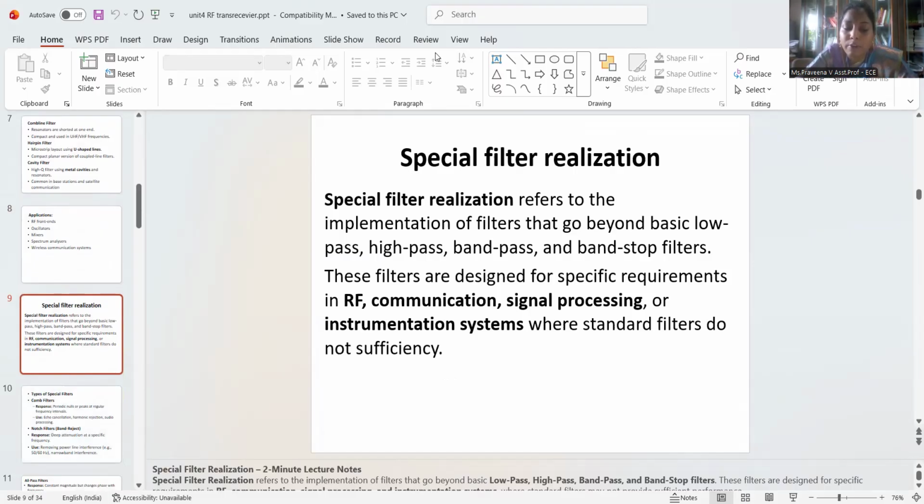These are the types of specific filters: the coupled resonator filter, ladder filter, combined filter, hairpin filter, and cavity filter. Note it down.